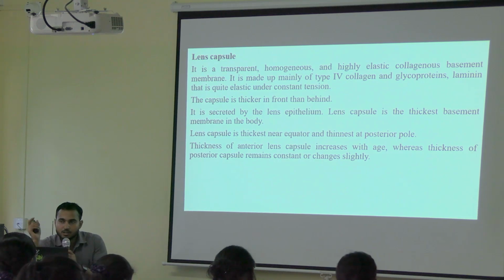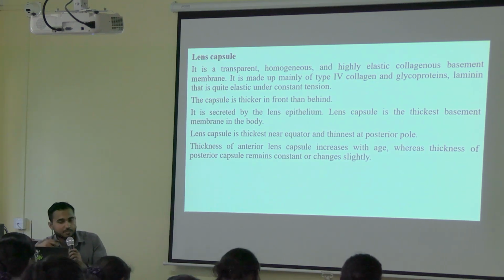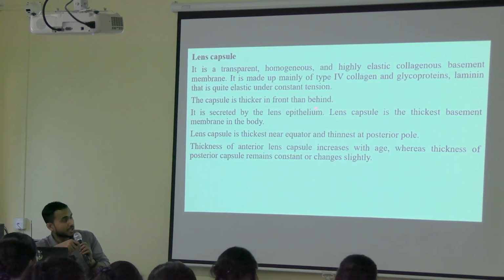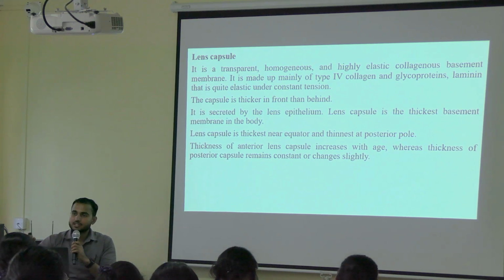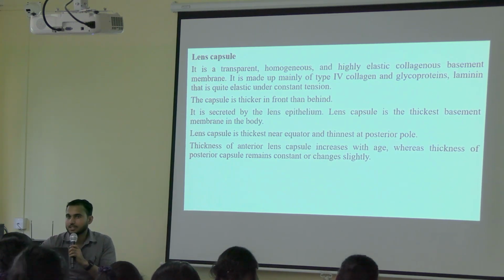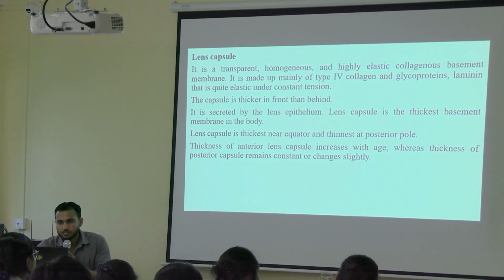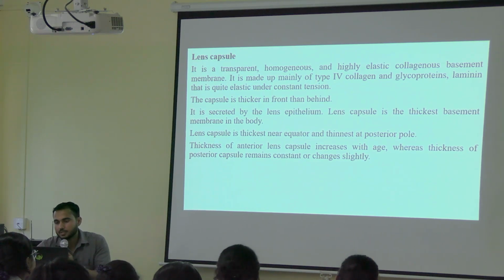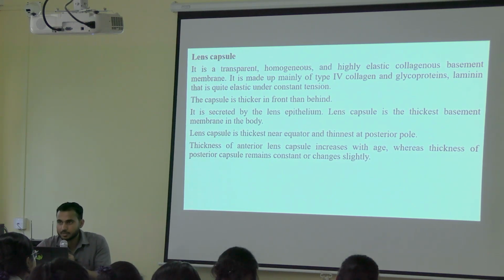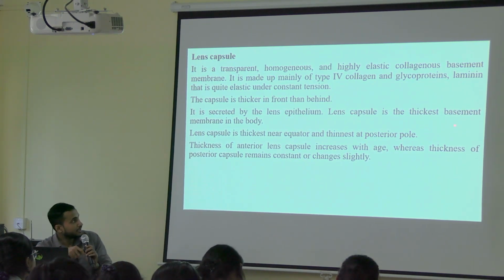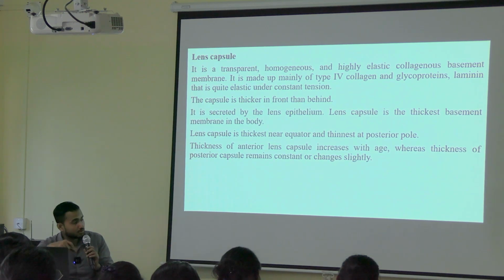Now it is very thick. If you see the capsule, it is thicker in front than behind. That means on the anterior aspect the thickness is more, and on the posterior aspect the thickness is less. And it is produced by the lens epithelium only. And it is the thickest basement membrane. The lens capsule is the thickest basement membrane of the body.